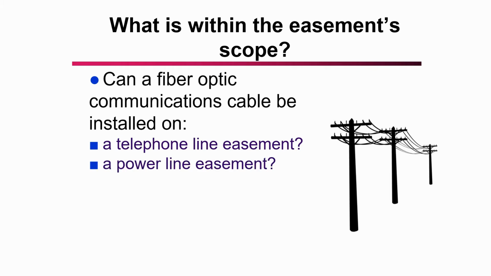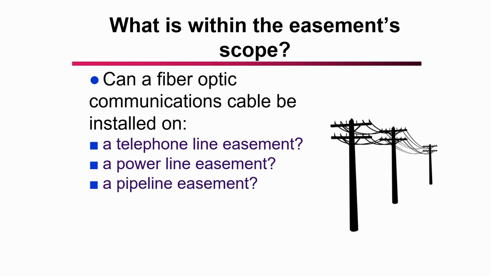What about a power line easement? Well, that's really a different type of use. Communications and power are different functions. Nevertheless, the optic communication cable will look a great deal like a power line. It's basically a wire, and therefore the court may say, well, visually and in terms of function, it's close enough to a power line that we will allow it to be added to a power line easement.